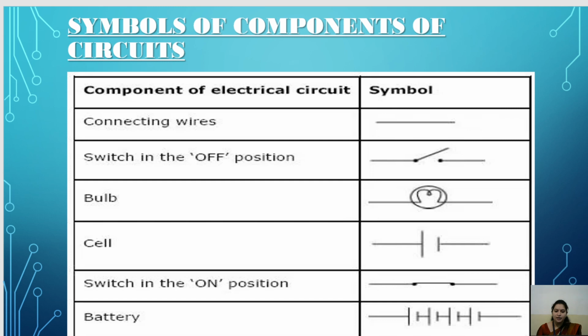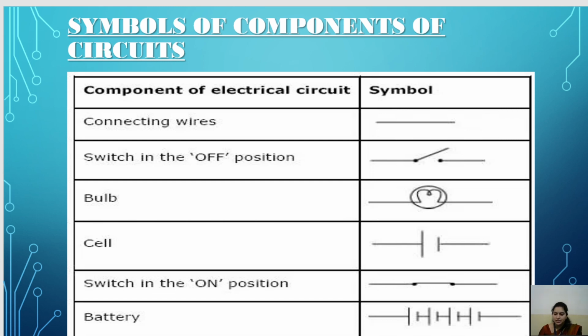First we have a connecting wire, which is represented as a line. A switch in the off position, if the switch is off, we represent it like this. Bulb we represent like this. Cell we represent like this. And if the switch is on, we just connect these two ends. This means the switch is on. If the symbol is like this, it means the switch is off. And the last one is a battery.